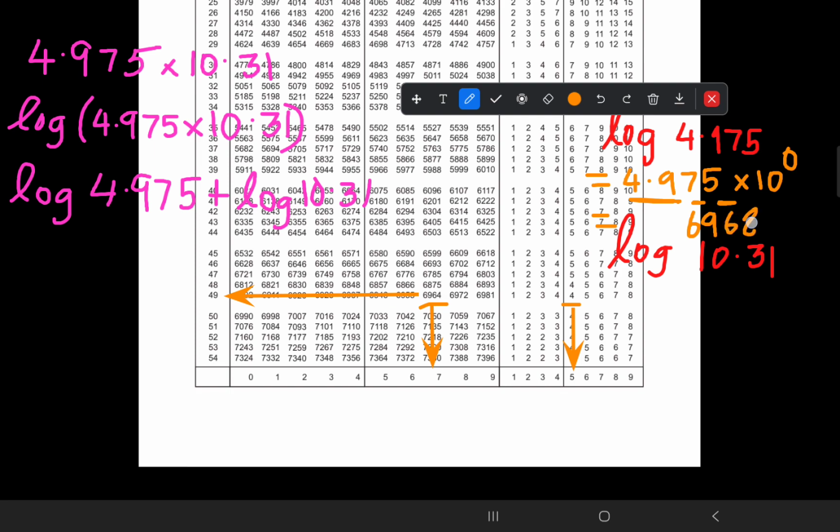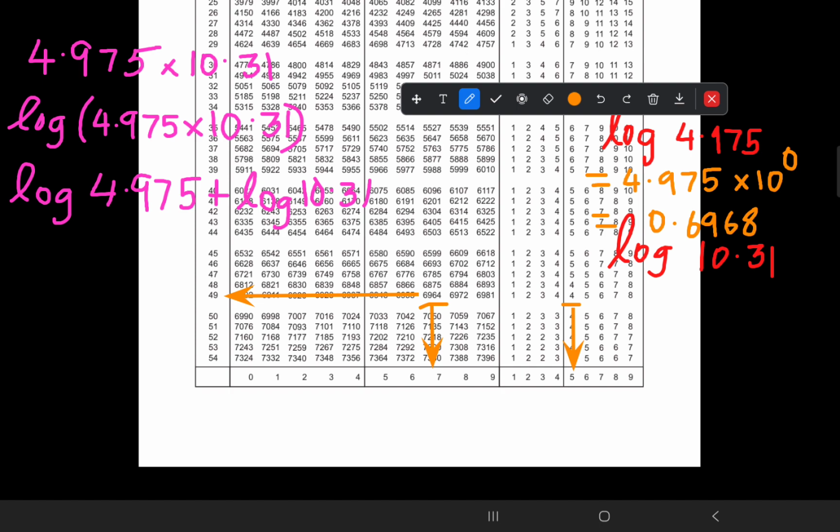And 10 to the power of 0. So it should be denoted as 0.6968. What I did was I used the logarithmic table to find the 49th row, 7th column, 5th mean difference, that is 6964 plus 4, 6968, and the index of 10, that is 0. So 0.6968. I found the logarithmic value for 4.975.